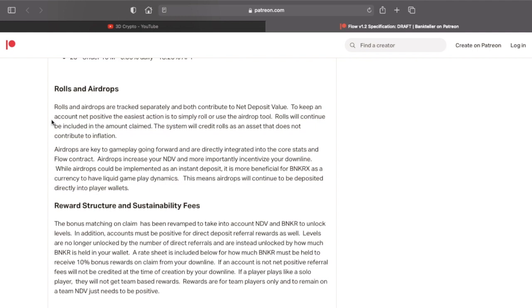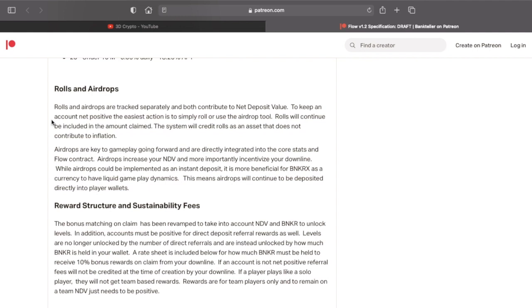In regards to rolls and airdrops, they're going to be tracked separately, and both will contribute to your net deposit value, so it can help you get net positive. To keep an account net positive, the easiest action is to simply roll or use the airdrop tool. Rolls will continue to be included in the amount claimed, but the system will credit rolls as an asset that does not contribute to inflation.